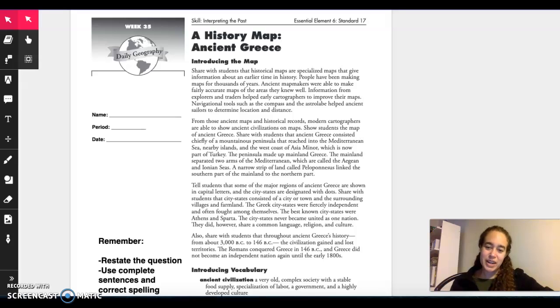This week we're starting our unit on ancient Greece. And since we usually start by looking at the geography of ancient Greece, we're going to start with this DOG, week 35, a history map of ancient Greece.